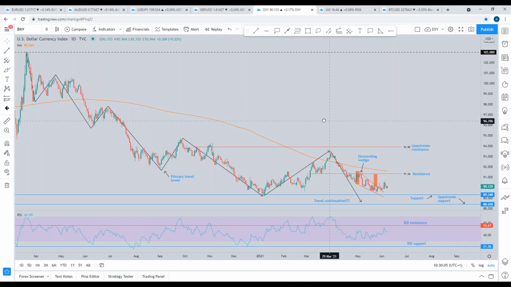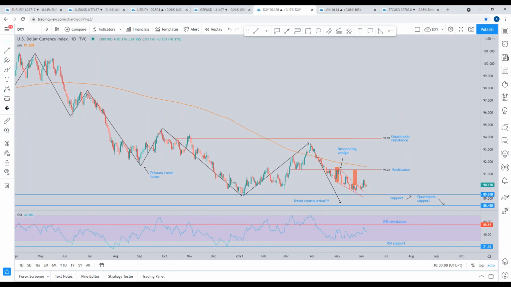Consequently, this unlocks the possibility of fresh lower lows beyond support at 89.34 here, which means pushing below this level to possibly attack Quasimodo support at 88.50, 89.43. So should an extension of the current pullback from 89.53 emerge over the coming weeks, a bearish scenario, in line with the current downtrend, could unfold off the 91.36 resistance.